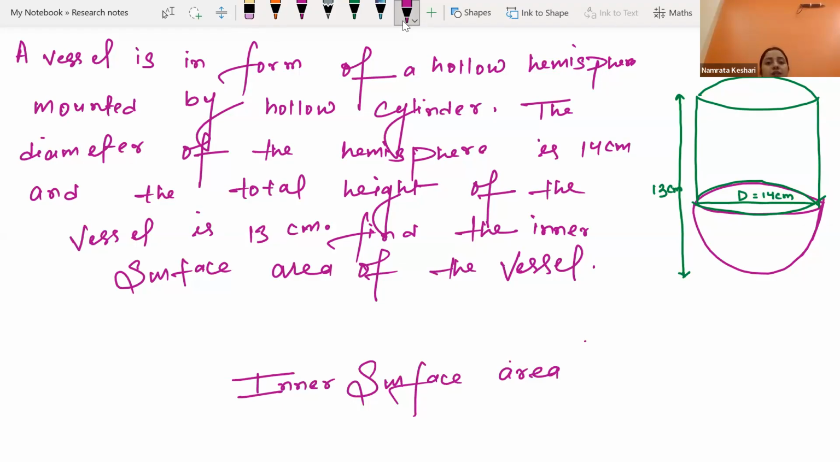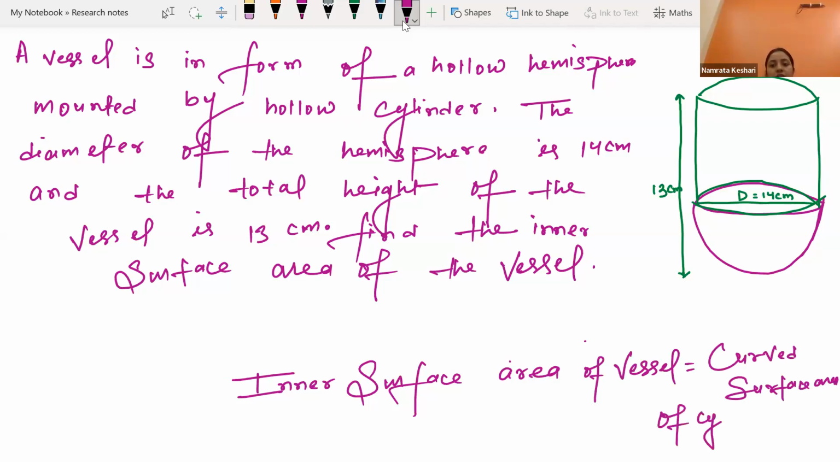When we are saying surface area, we are talking about curved surface area, because both are hollow. So the inner surface area of the vessel will be the curved surface area of the cylinder plus the curved surface area of the hemisphere.